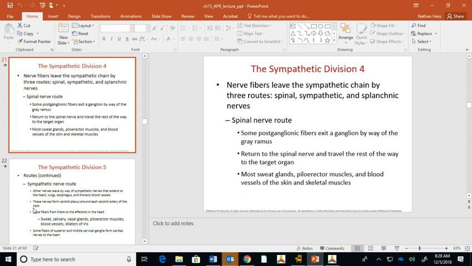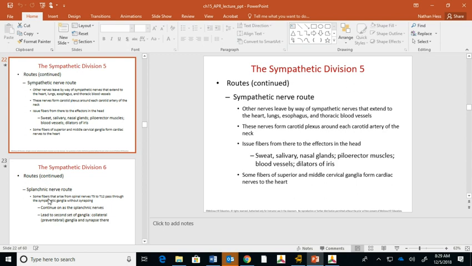What do those do? Do you remember? Yeah, goosebumps, right? That's what gives you goosebumps. And then the blood vessels of the skin and skeletal muscles. So again, the blood vessels that open up when you blush or that close when you get cold, right? These are affected by the sympathetic nervous system, and they basically tag team on the spinal nerve. Does that make sense?